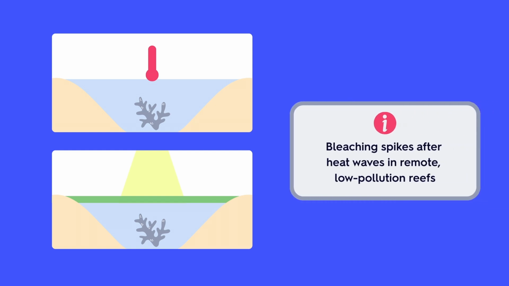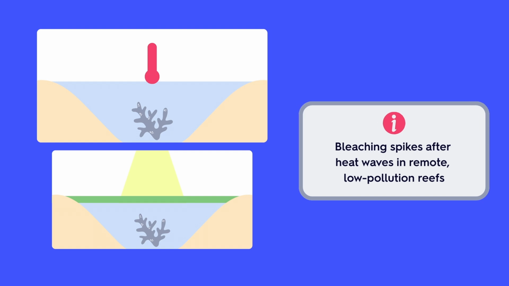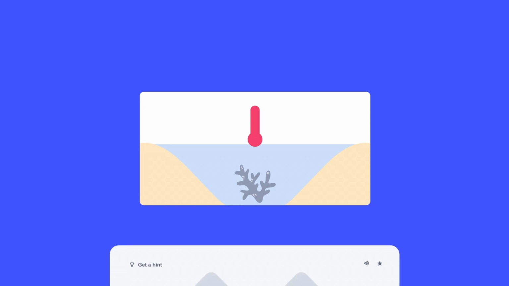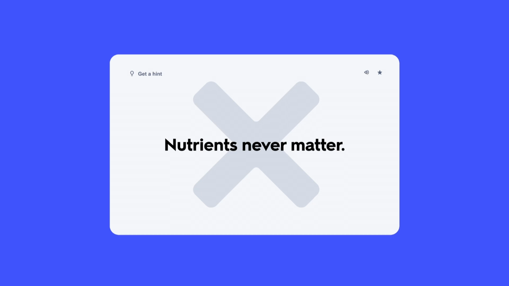Next, switch to strengthen or weaken. New info says, bleaching spikes after heat waves in remote, low pollution reefs. That strengthens viewpoint 1 because bleaching still happens when nutrients are low. At the same time, it weakens the claim that nutrients are the main driver, since the effect appears without heavy nutrient input. But be careful with wording. This doesn't prove nutrients never matter. It just suggests they may not be the primary cause in every situation.